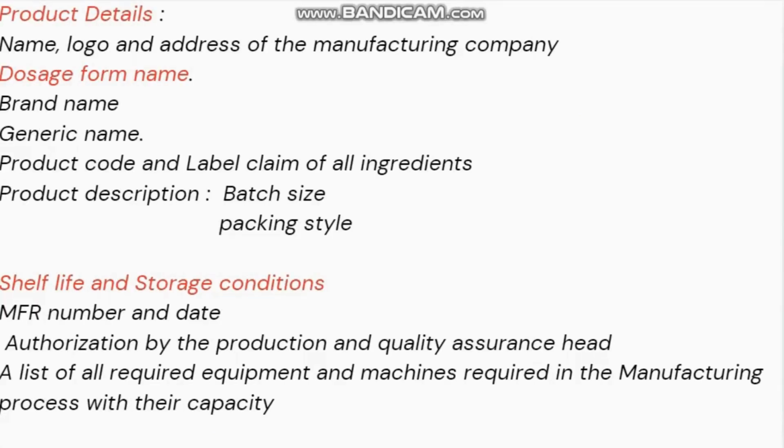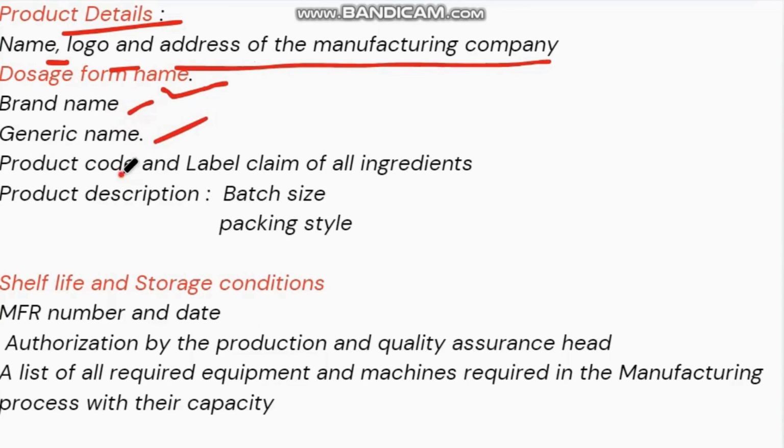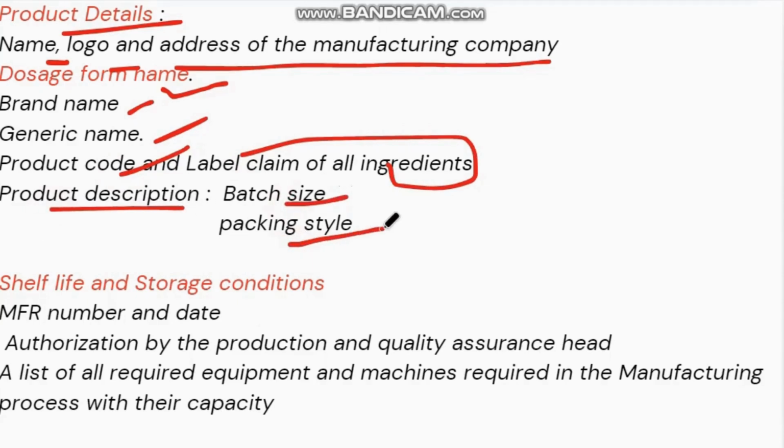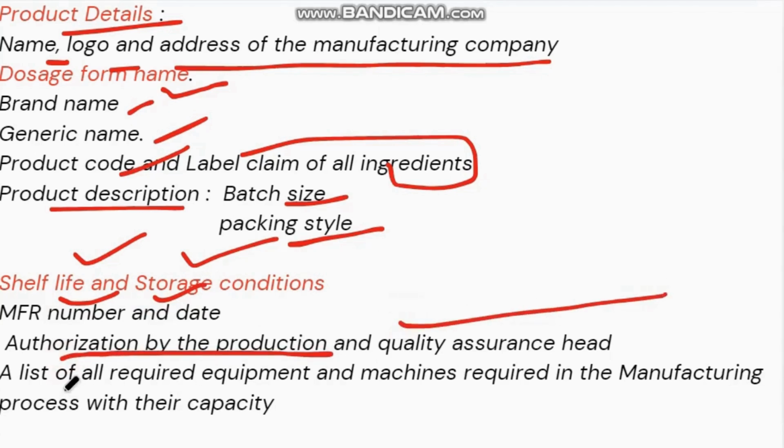MFR usually contains all these details, like product details. In the product details there is the name, logo and address of the manufacturing company. Then the dosage form information, like brand name, generic name, product code, then the label claim of all the ingredients, and product description like batch size, packing style, then shelf life and storage conditions, MFR number and date, then authorization by the production and quality assurance head, then a list of all the equipment and machineries which are required in the manufacturing process along with their capacity.